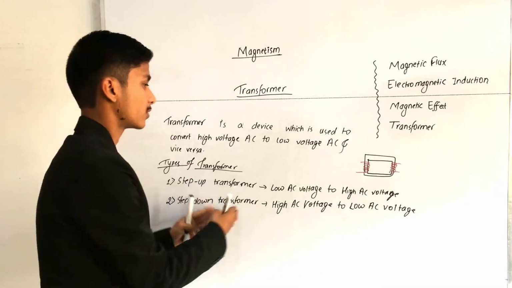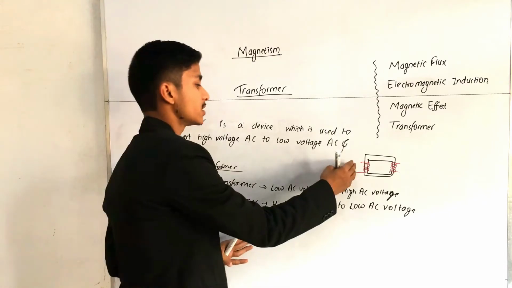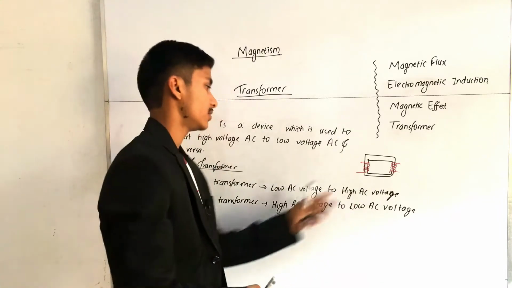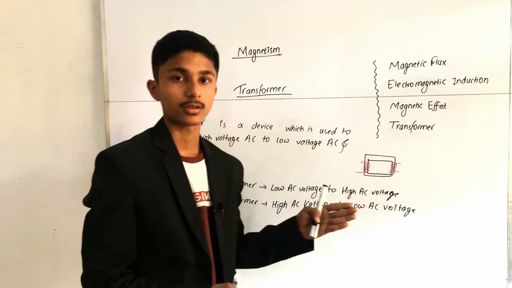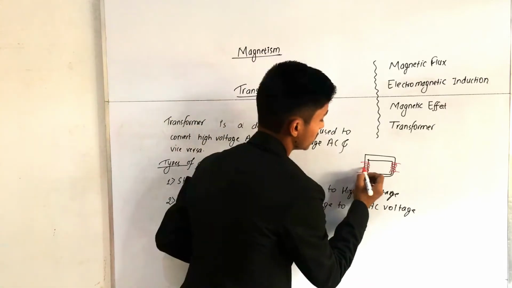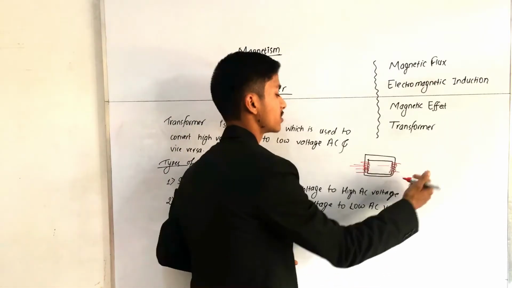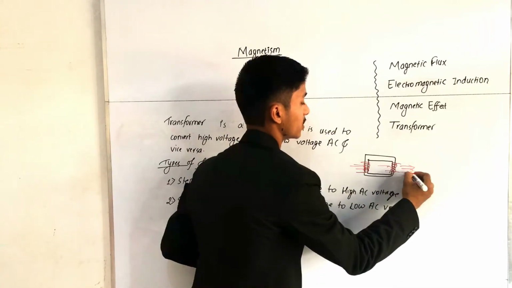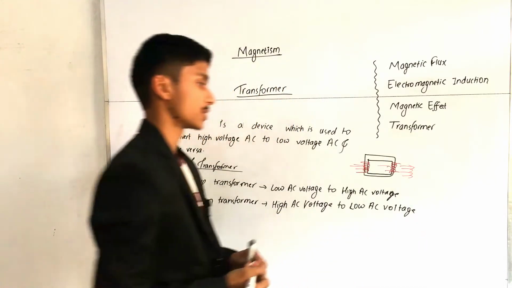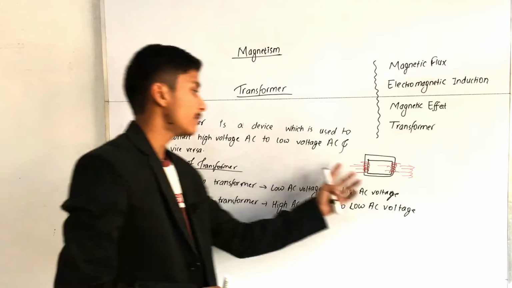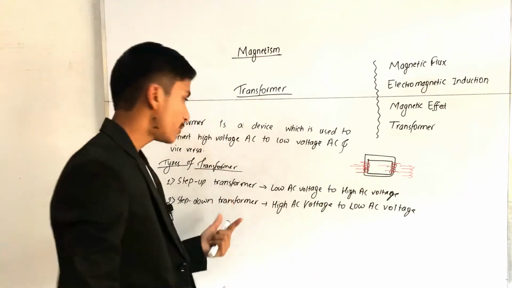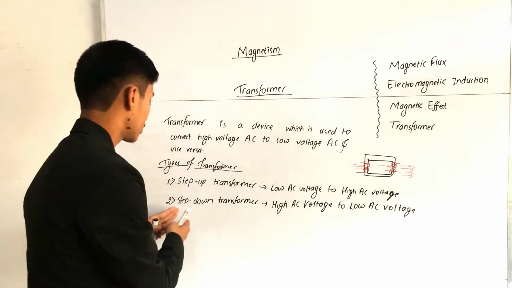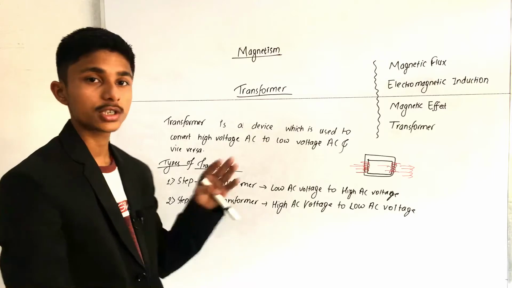In a step up transformer, the number of turns in the primary coil is low, and the number of turns in the secondary coil is greater. So when the electricity is passed here, since the secondary coil has more turns, a greater amount of voltage is induced here. Therefore, the primary coil in the step up transformer is less than the secondary coil.